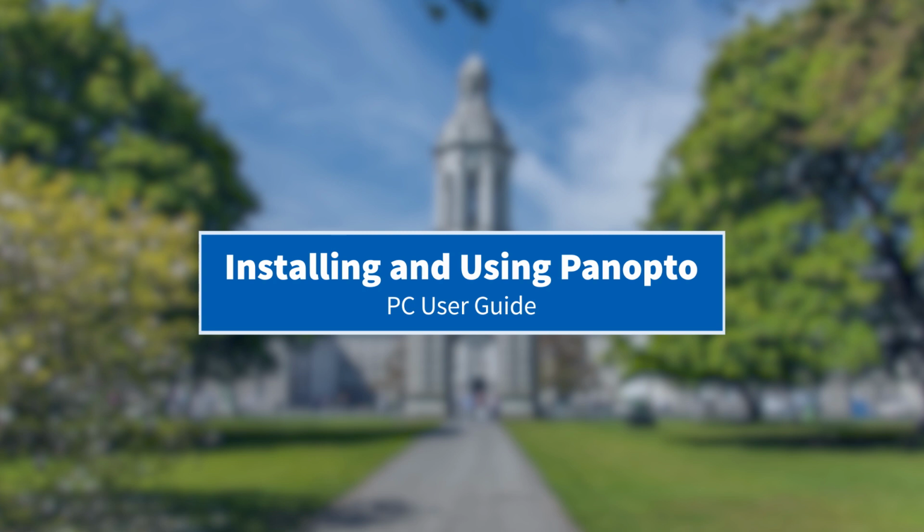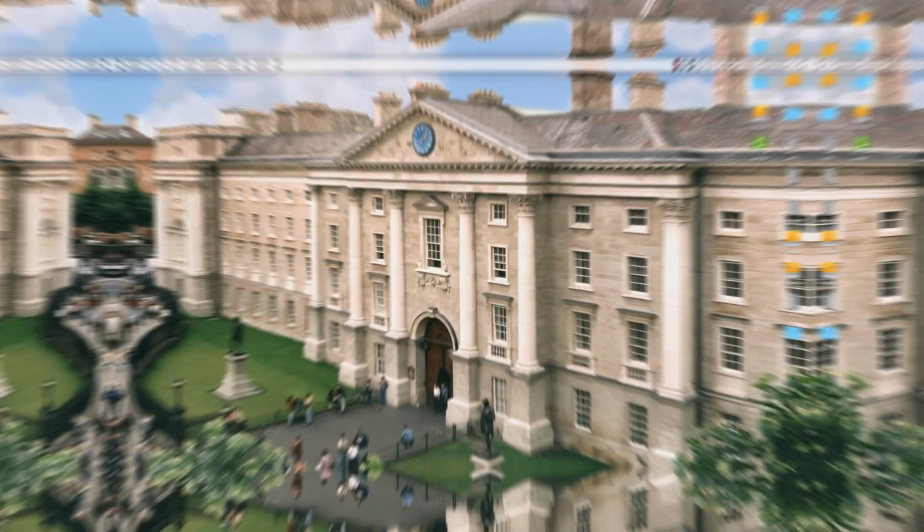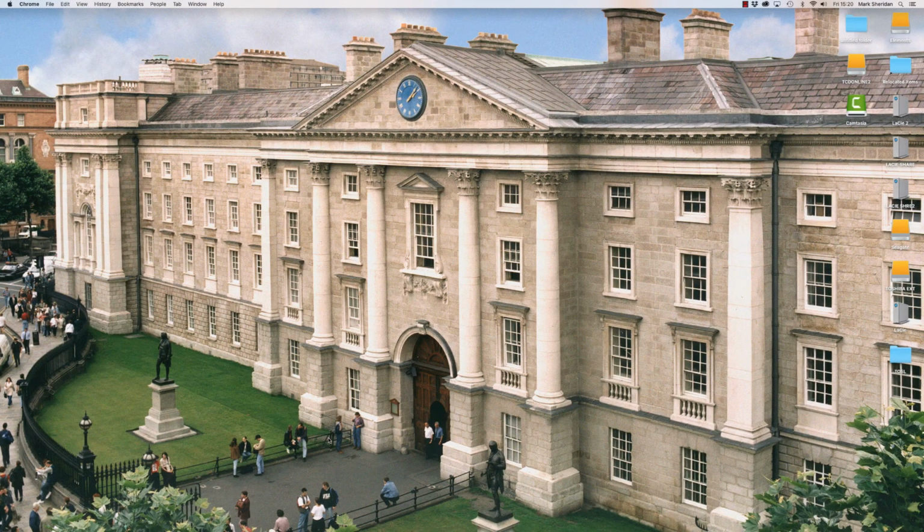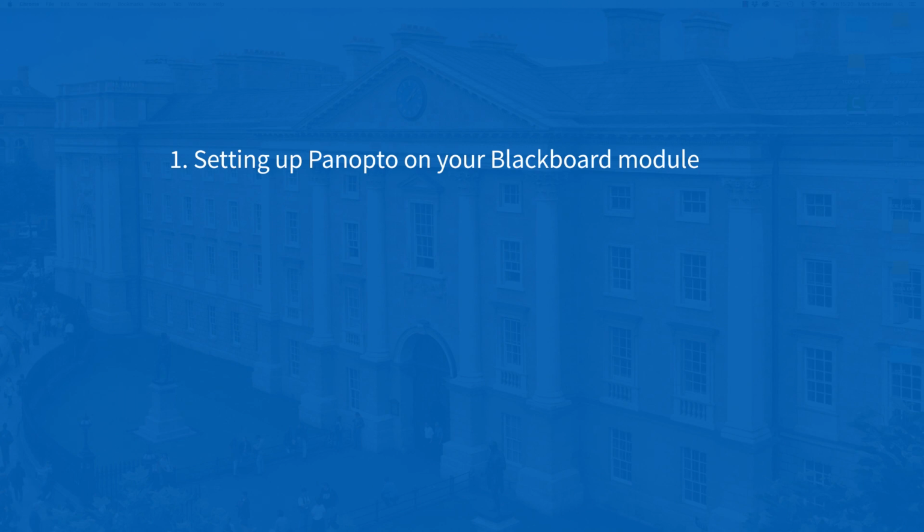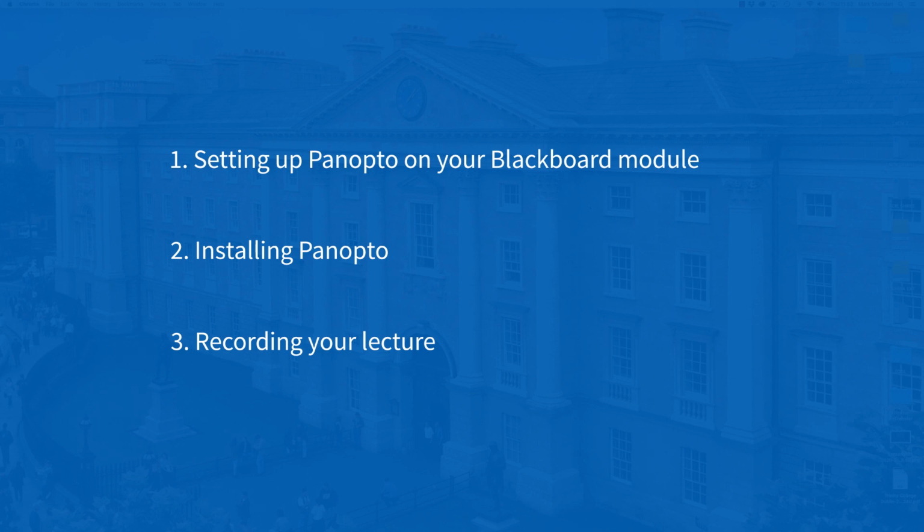The process is virtually the same on a PC or a Mac, but if you prefer, there is a link below this video that will direct you to a Mac-specific version of this video. To get up and running, there are just 3 simple steps you need to complete. 1. Setting up Panopto on your Blackboard module. 2. Installing Panopto on your computer. And 3. Recording your lecture.